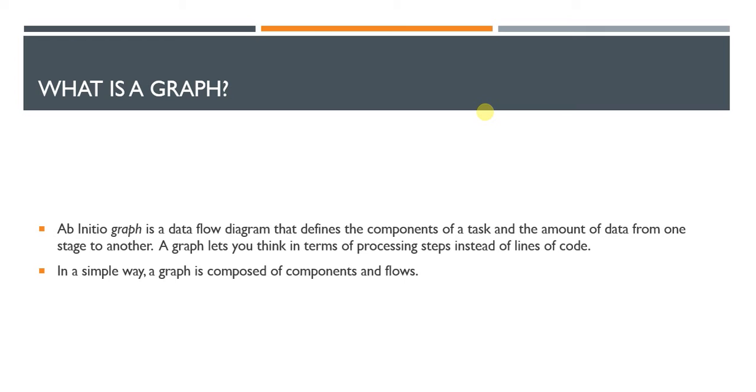As I said, we'll be designing graphs in GDE. An Ab Initio graph is nothing but a group of components connected according to the business logic. So this will be taking care of the data flow from source to the target according to the business logic, and this lets you think in terms of processing steps instead of lines of code. In a simple way, a group of components connected as per the business logic to load the data warehouse.